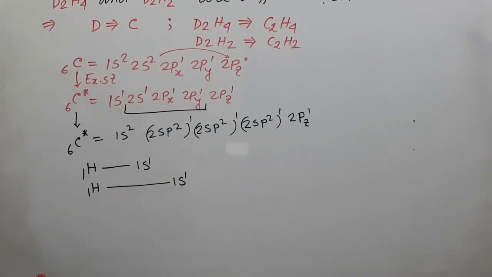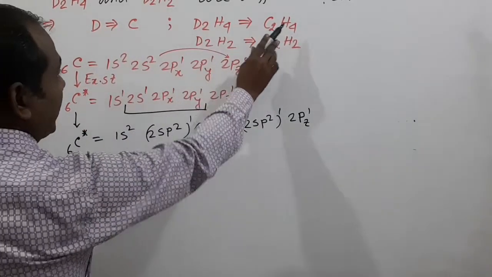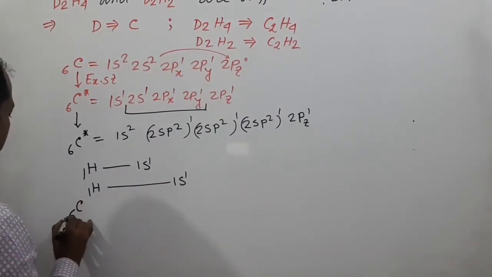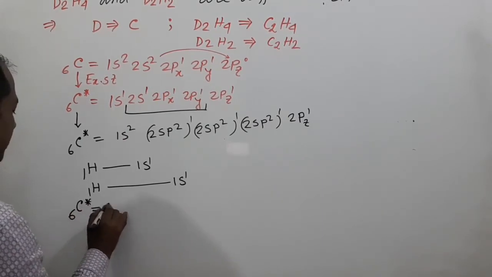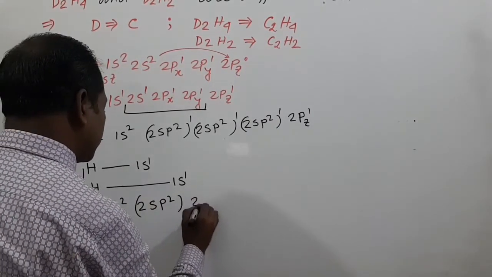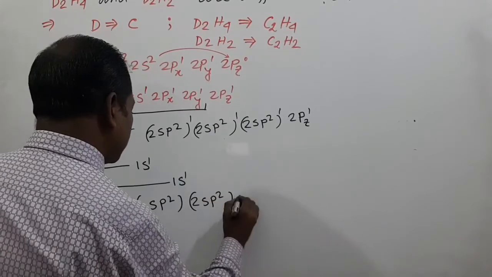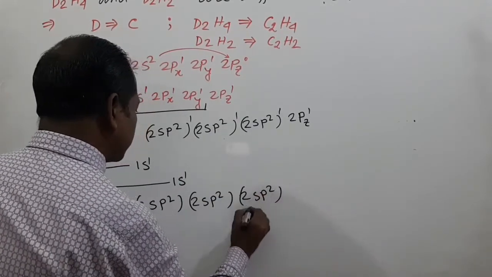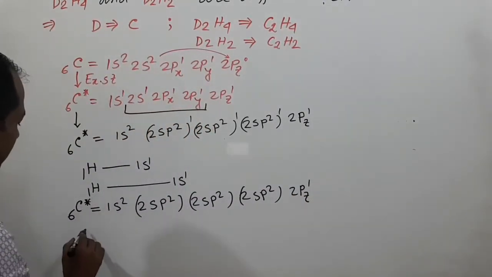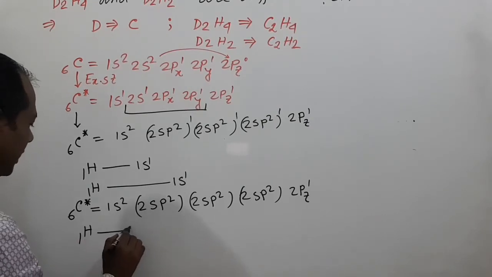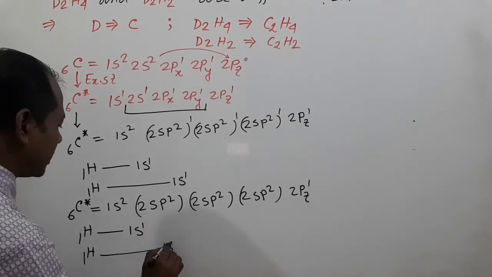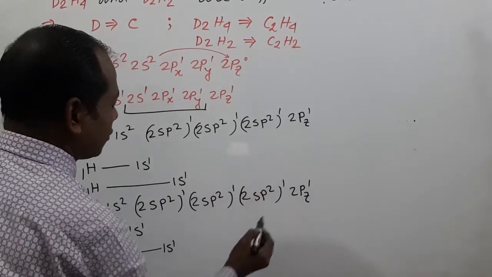Here we see that in C2H4, 2 carbons are present, with atomic number 6. This is the hybridizing state: 1s2, 2sp2, 2sp2, 2sp2, and one non-hybrid 2pz1 orbital. This carbon overlaps with 2 hydrogen 1s1 orbitals, and each orbital contains 1 electron.